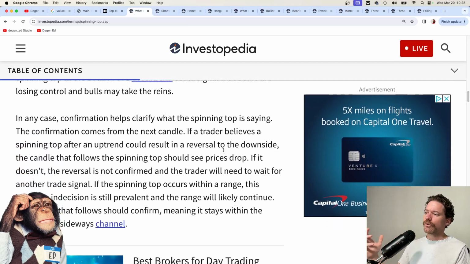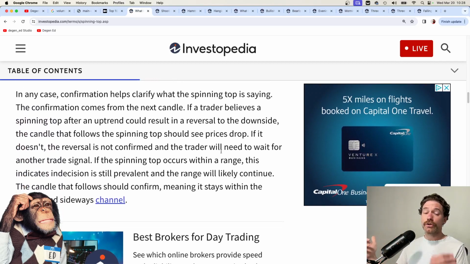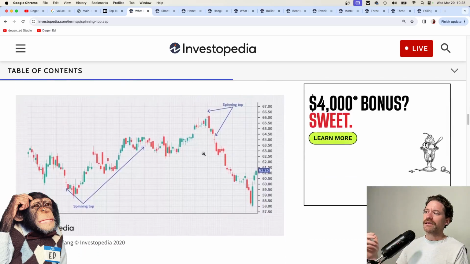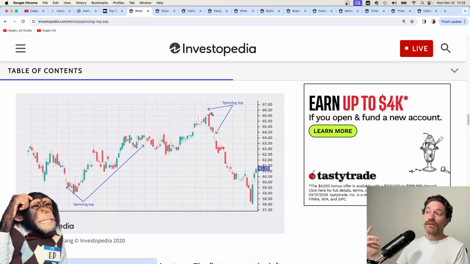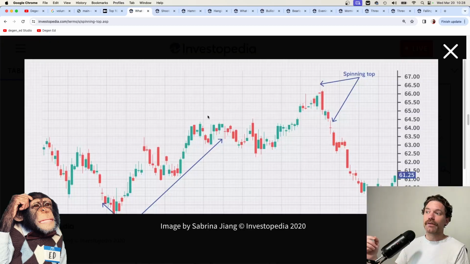And I could read more of this, but I'm just going to include a link to all of these Investopedia pages down below. I'm just going to skip to the next one because I do think that we have a pretty good idea of what spinning tops are. And so I think in this graph here, before I switch over to the next one, this shows what looks like a spinning top. Let's see. A spinning top up here, kind of hard with the grid in the background to see that, but you do have a spinning top here.